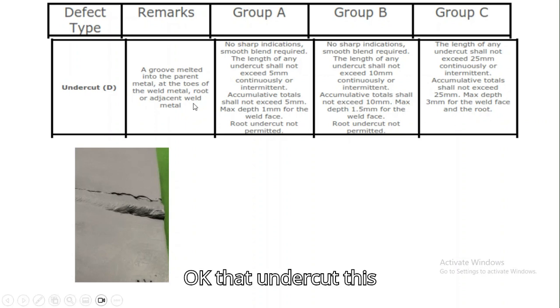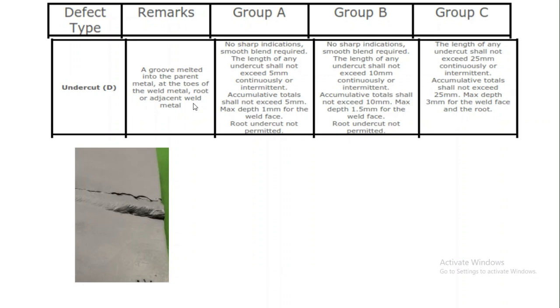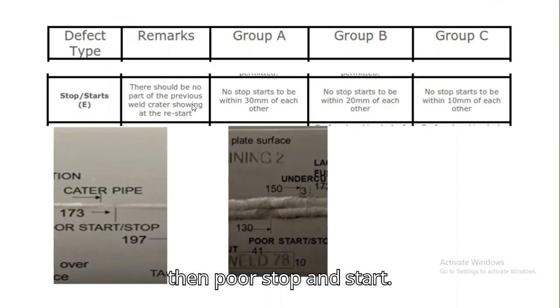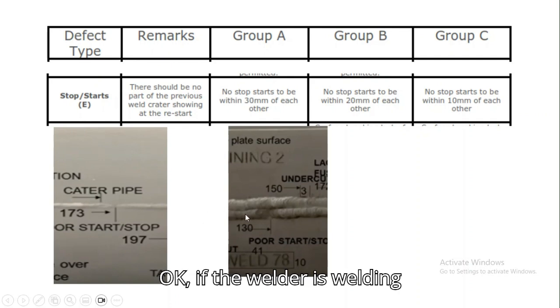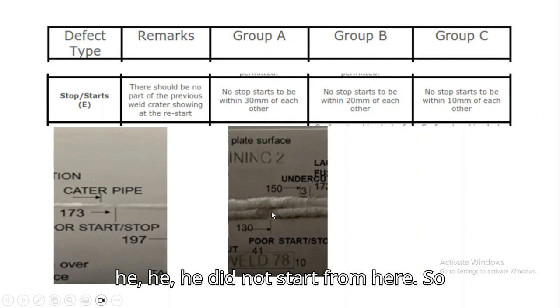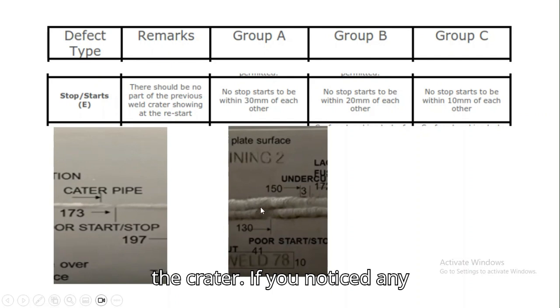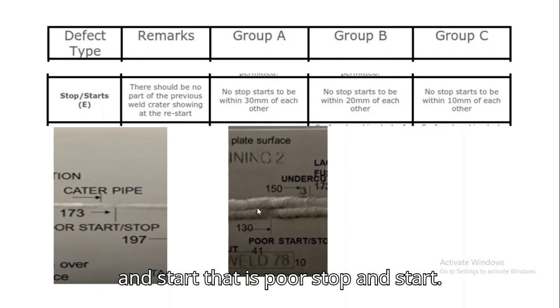This undercut defect, you can see on either face or root, so you have to check both surfaces. Then poor stop and start. If the welder is welding from here to here, and afterwards starts again from here to here, he didn't start from the end point. So there is a crater. If you notice any crater, that is poor stop and start.